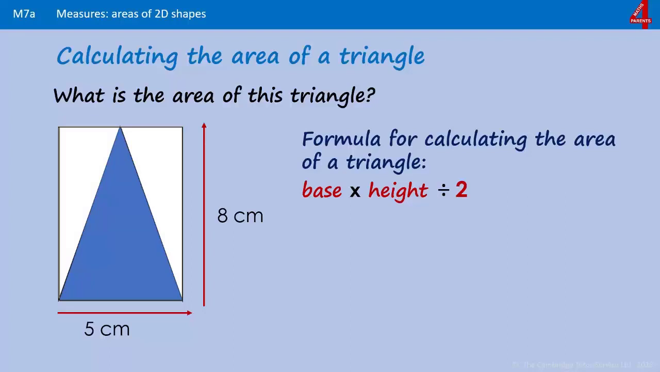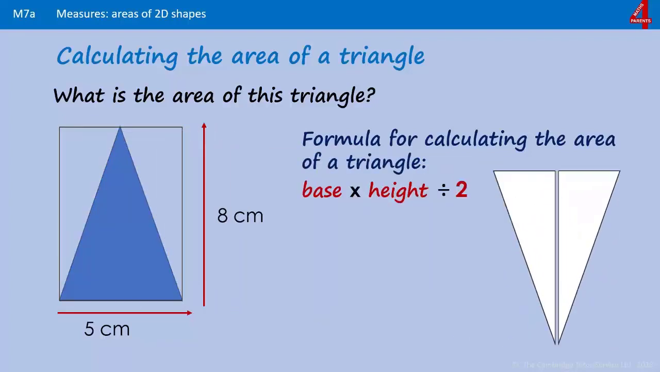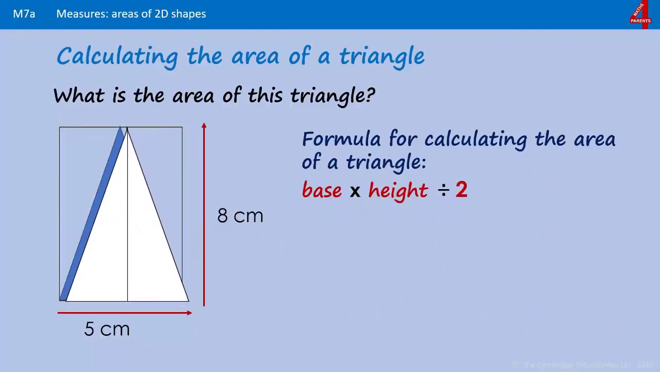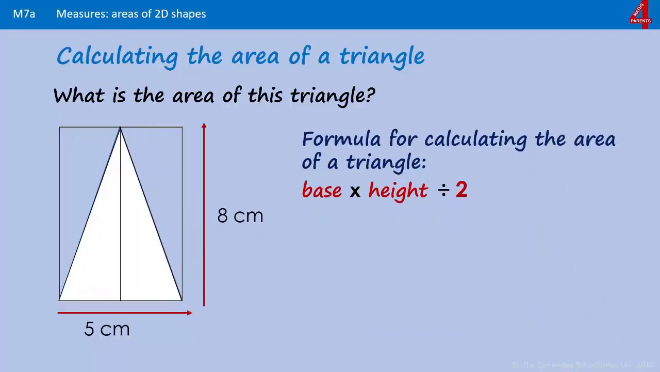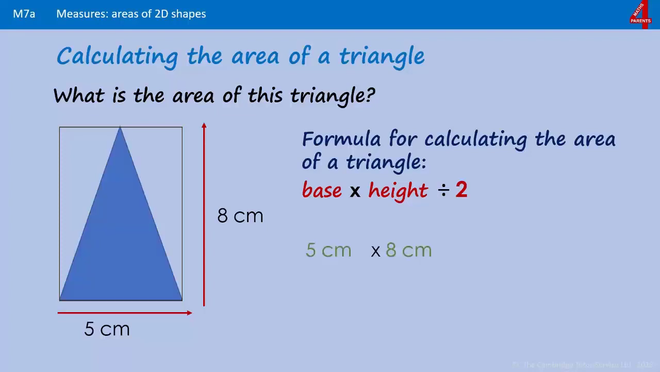Just to demonstrate this, if I put that blank area together to form a triangle and we put that back in there, you can see it's exactly the same as the blue triangle in the middle. The area around the triangle is exactly the same as the area inside if you place it inside a rectangle. 5 times by 8 is 40. That's the whole rectangle, but because we're looking for just the triangle, we're going to divide that by 2, and that's 20 centimetres. The area of the triangle is 20 centimetres squared.